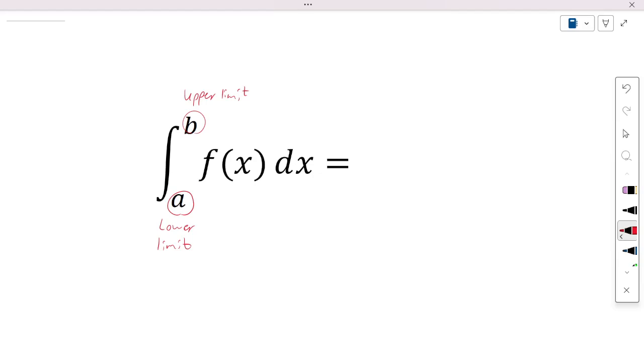But if you want to see how to take the antiderivative or to integrate, there's going to be a card that pops up right at the top. So you can just click on that if you want to see how to do normal integration. But now in this video, I'm going to be focusing on definite integrals.